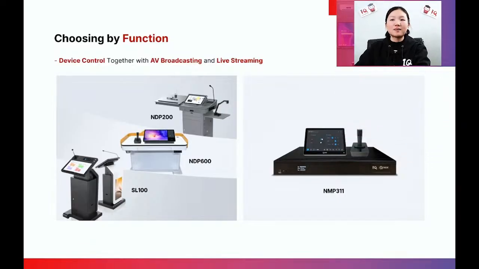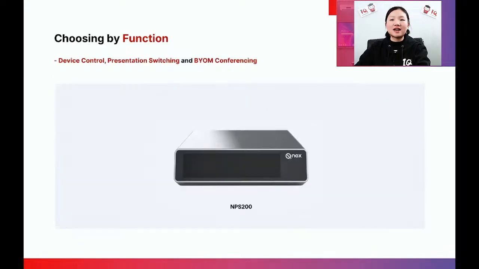Finally, let's talk about selection based on function. Because not every space needs every feature. If your goal is to implement device control together with AV broadcasting and live streaming, then the NDP series or the NMP is the right choice. These devices are designed to handle both control and AV distribution. If you need device control and BYOM function, but you do not need AV broadcasting, then the NPS is the better choice.